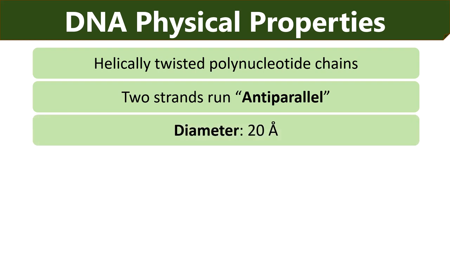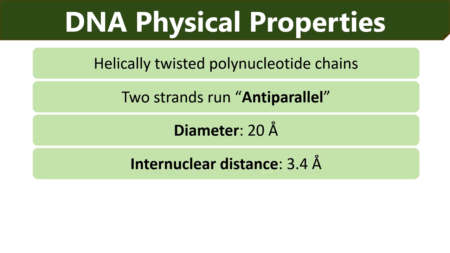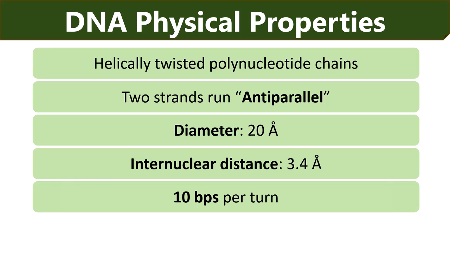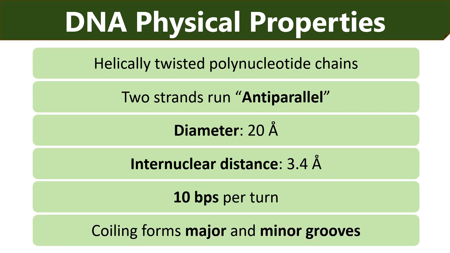The diameter of double-stranded DNA is generally 20 angstrom and the internucleotide distance is 3.4 angstrom. In a single turn of DNA, 10 base pairs are present, having a length of 34 angstrom. Coiling of DNA results in the formation of some wide indentations, which we call major grooves, and some narrow indentations, which we call minor grooves. These grooves function as sites for DNA binding proteins.